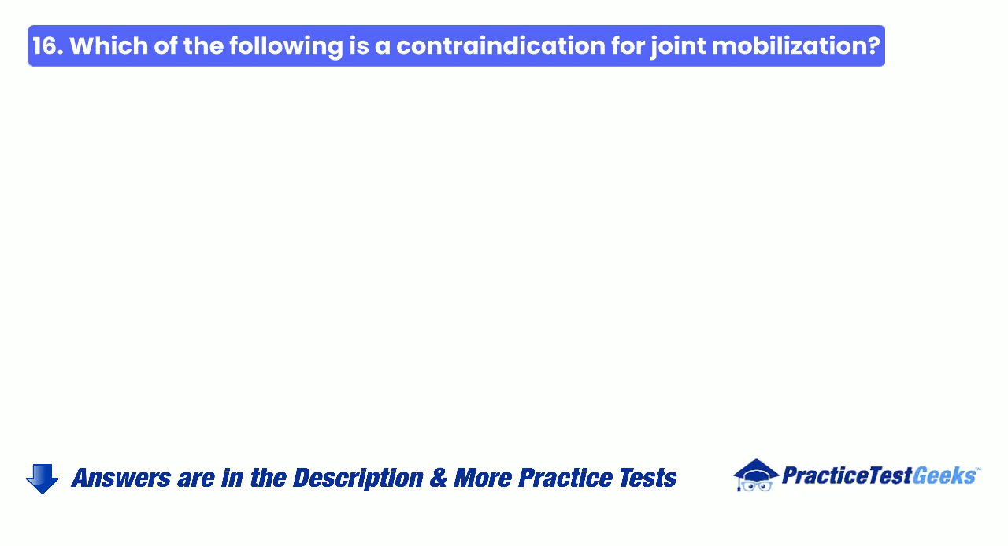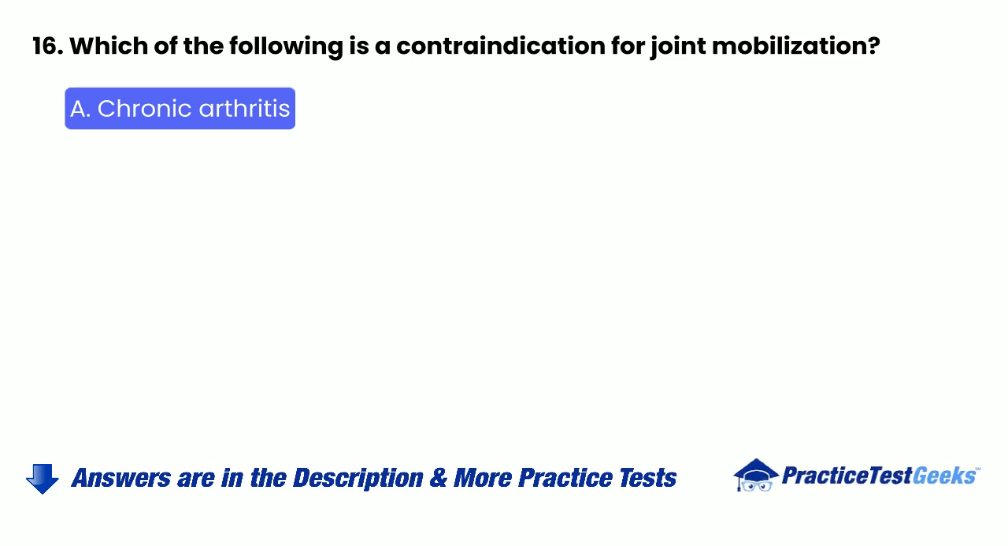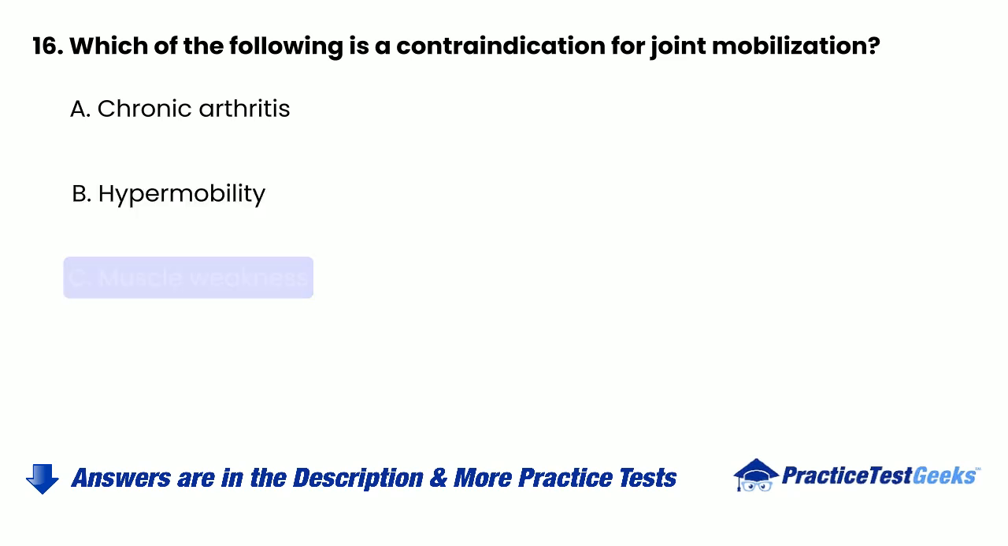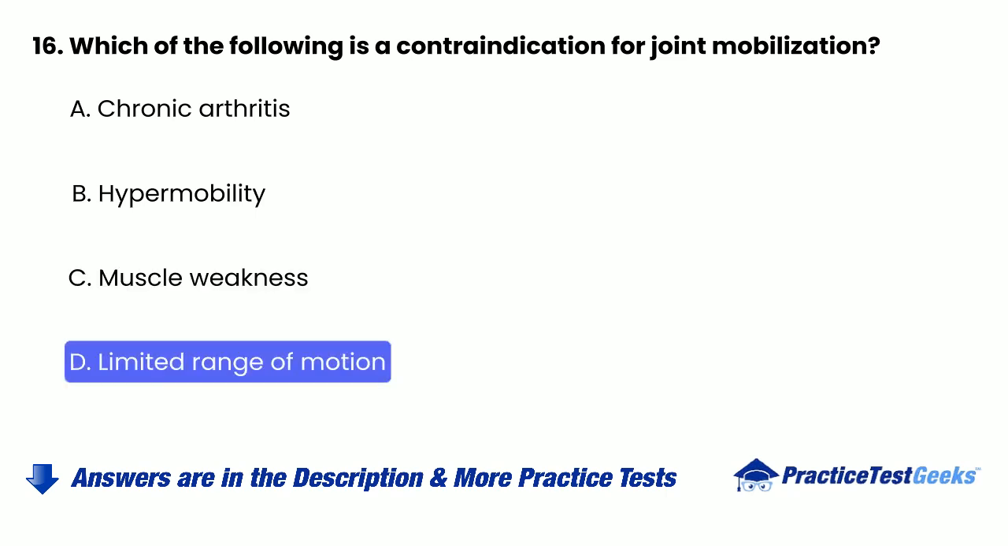16. Which of the following is a contraindication for joint mobilization? A. Chronic arthritis. B. Hypermobility. C. Muscle weakness. D. Limited range of motion.